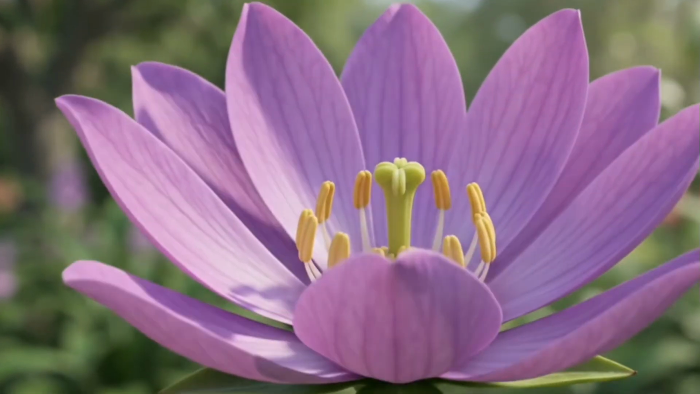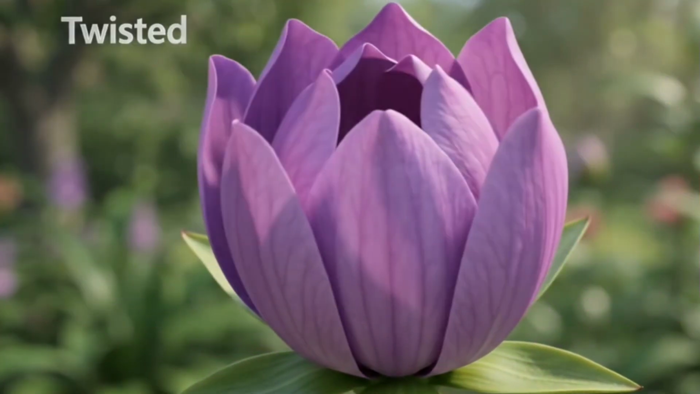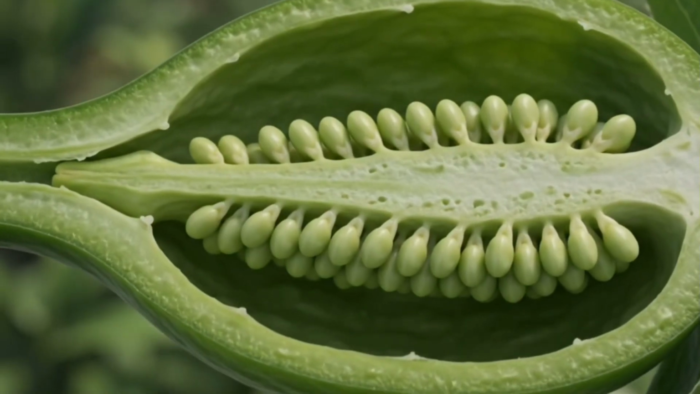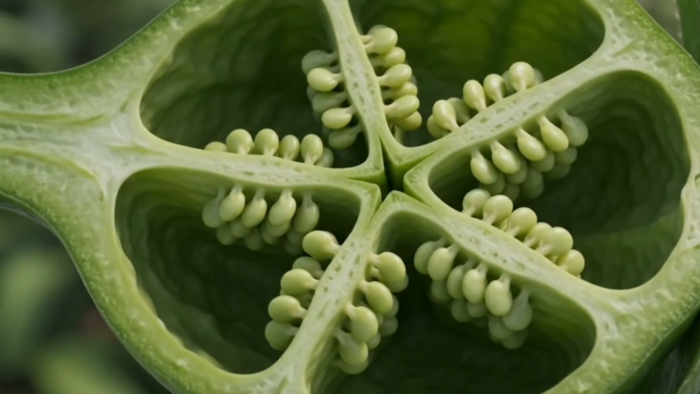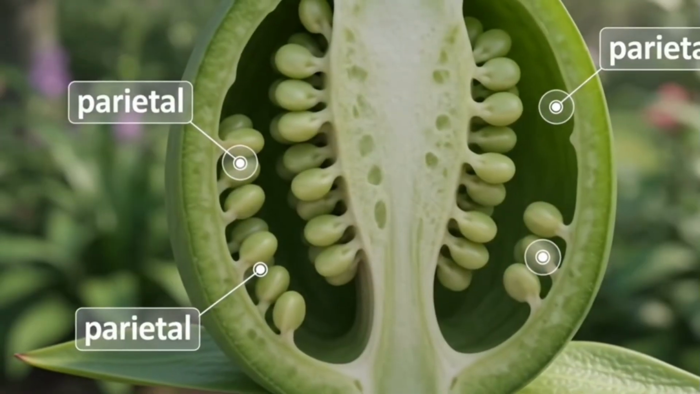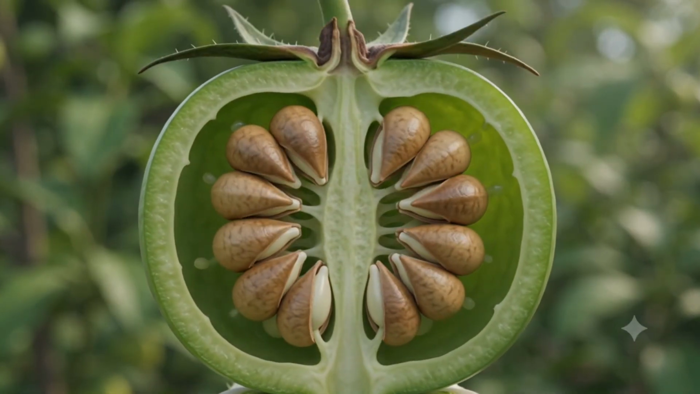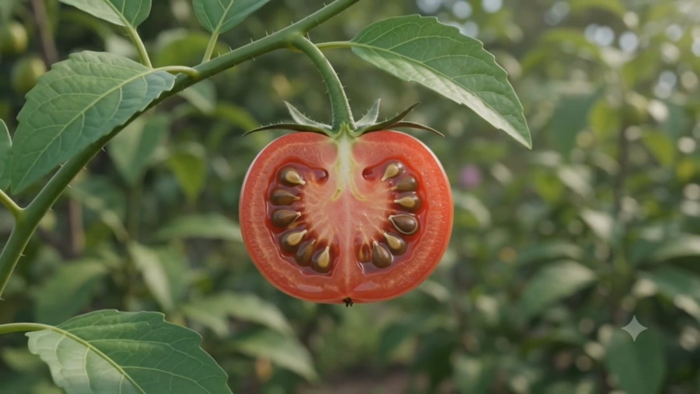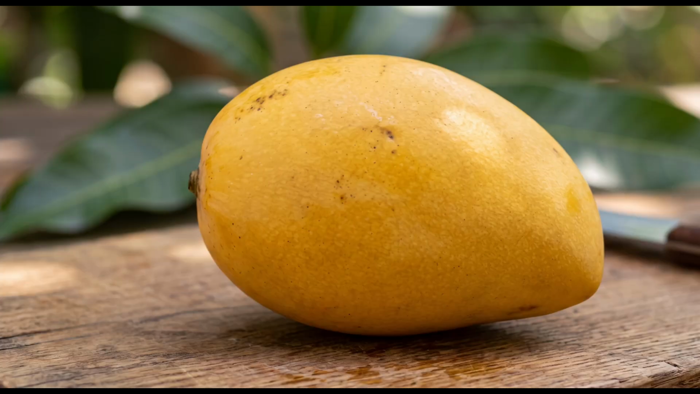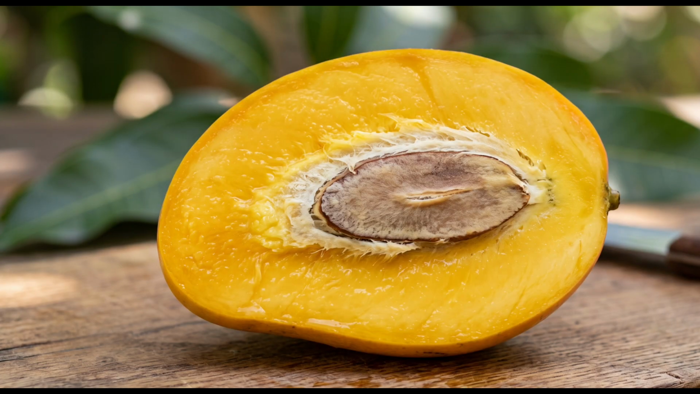The way petals are arranged in bud, their aestivation, and the arrangement of ovules within the ovary, the placentation, give botanists crucial clues to classify them. After fertilization, the ovary matures into a fruit and the ovules become seeds. Let's look at a drupe like a mango or coconut. The fruit wall or pericarp has three layers: the outer epicarp, the fleshy or fibrous mesocarp, and the hard, stony endocarp protecting the seed inside.